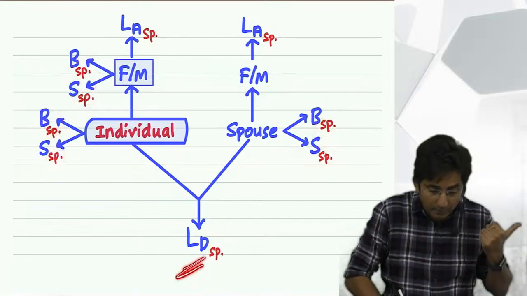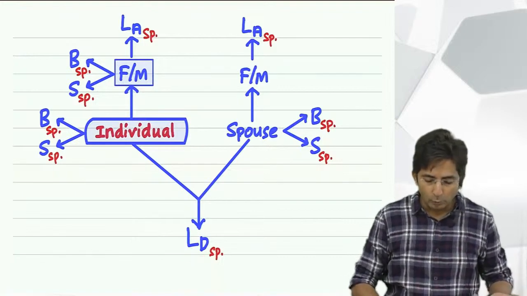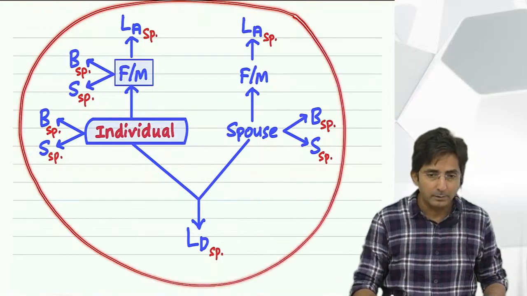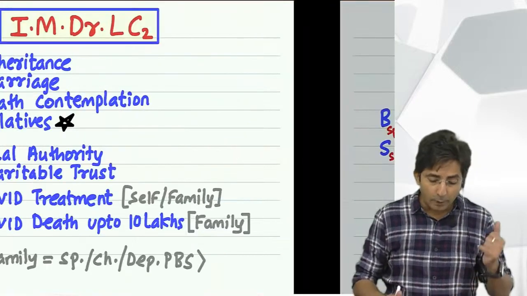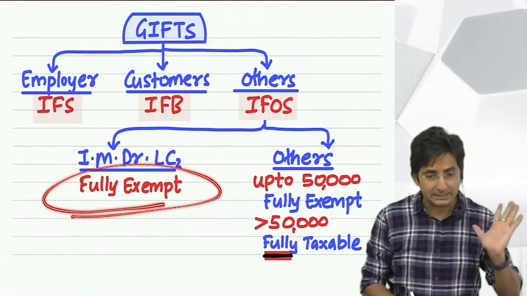Even if it is my children, they are along with their life partner. Okay. Now, what to do with this? If you get gift from these people, it is a gift from relative and it will be fully exempt. Okay.